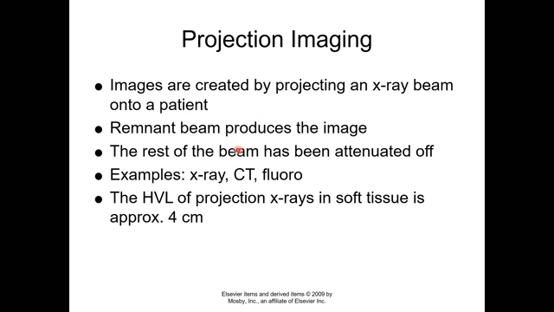The big thing that I want you to know about projection imaging is that the half value layer of projection X-rays in soft tissue is 4 centimeters. So for every 4 centimeters of soft tissue, it cuts the beam to 1/2 its original value. Again, the half value layer, soft tissue, X-ray, 4 centimeters. Okay?